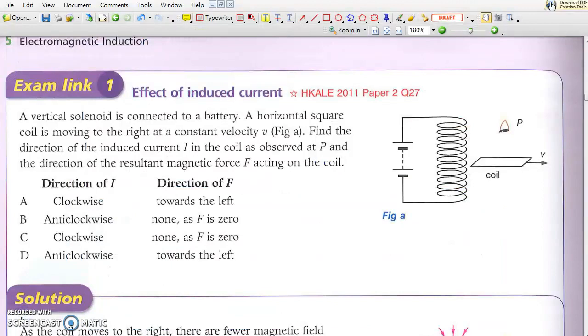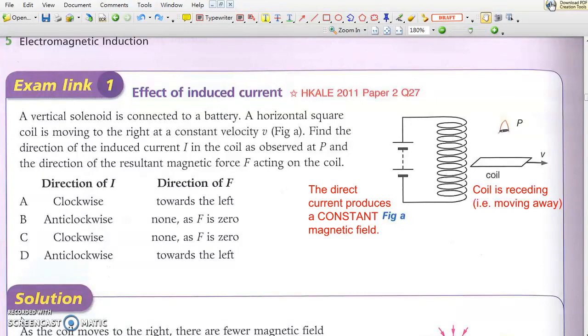Example 1. Effect of induced current. This is an 8-level question which deserves special attention. As you can see from the diagram, a rectangular coil is receding and therefore leaving the current-carrying solenoid, which produces a constant magnetic field.